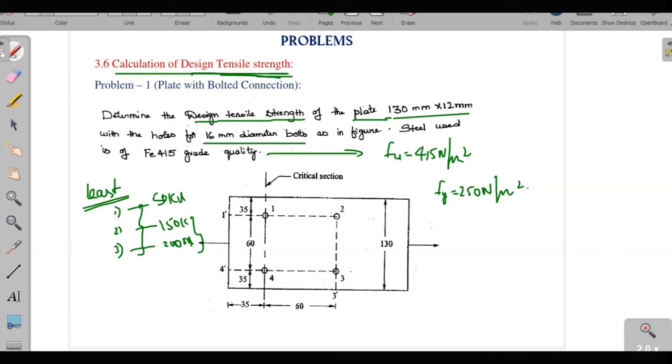So in the previous video we have seen different types of failures. If you did not watch, go to that video and watch the calculation of those three and the codal provisions of those three tensile strengths. So let me go into this problem.